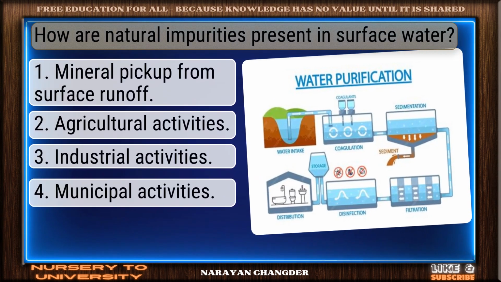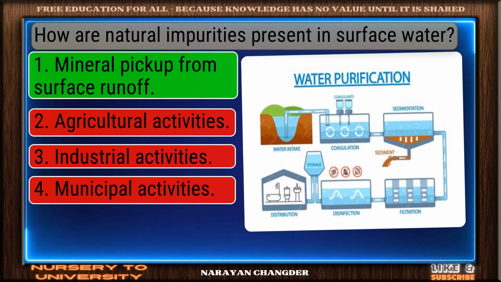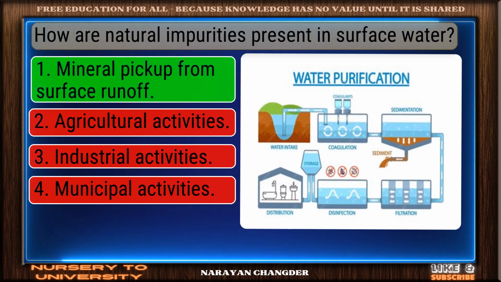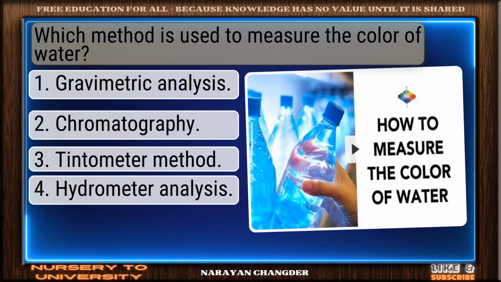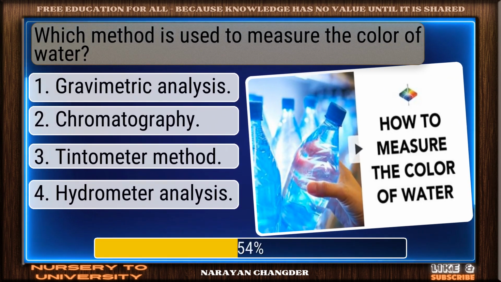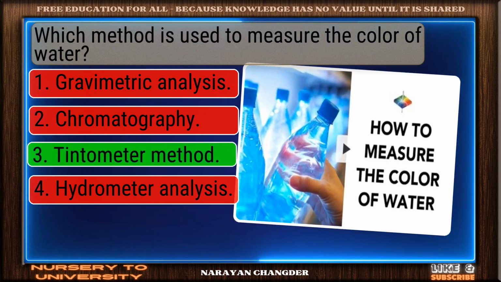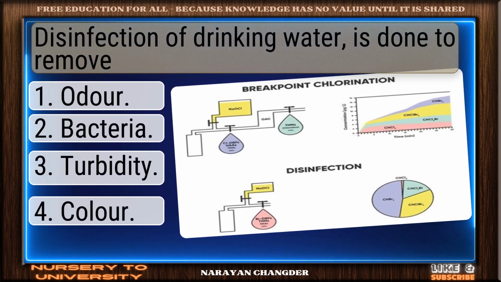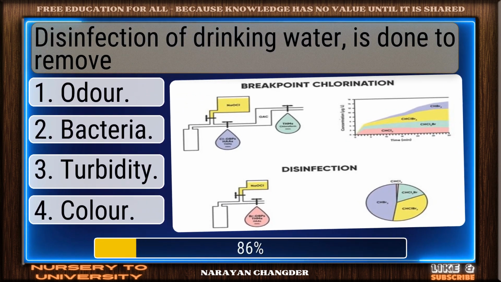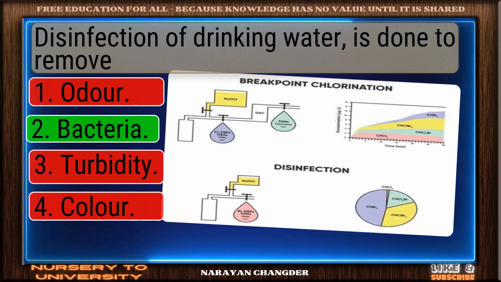How are natural impurities present in surface water? Good job. Your answer mineral pickup from surface runoff works well here. Which method is used to measure the color of water? Solid response. Tintometer method is a valid choice. Disinfection of drinking water is done to remove... Right again. Bacteria is a valid answer.